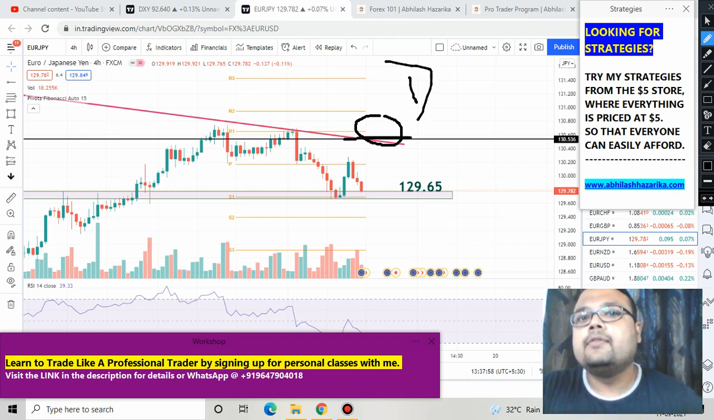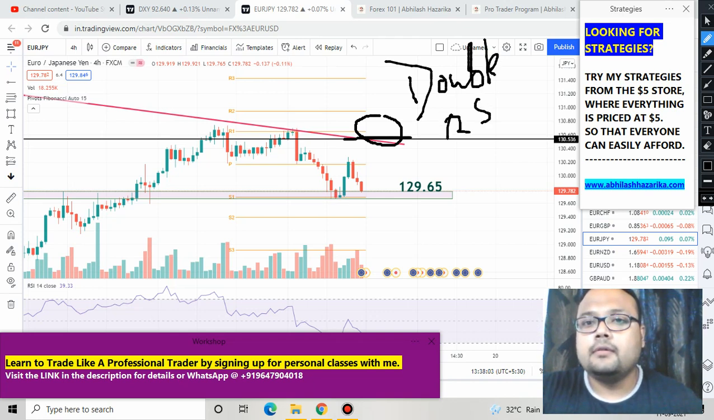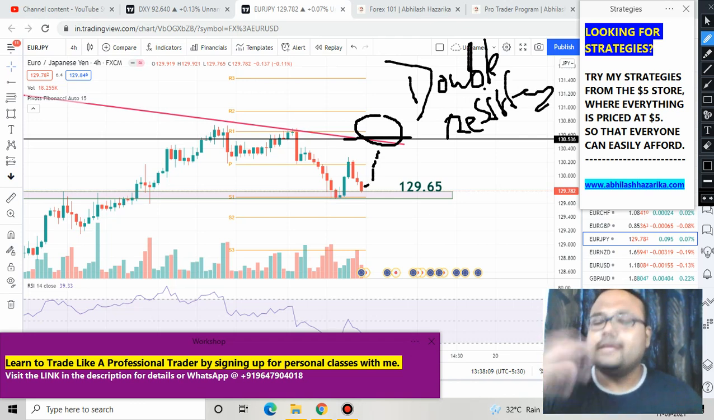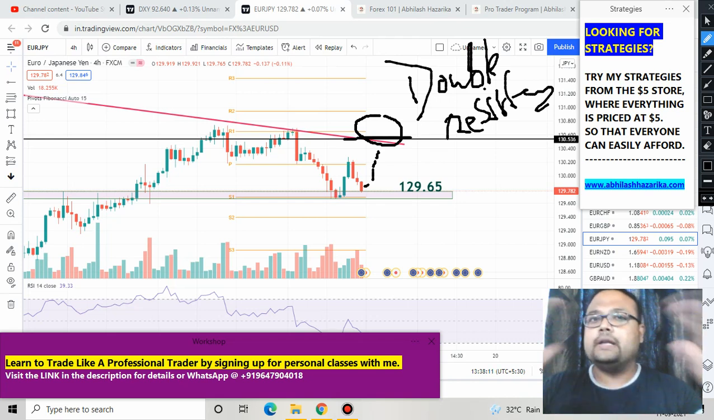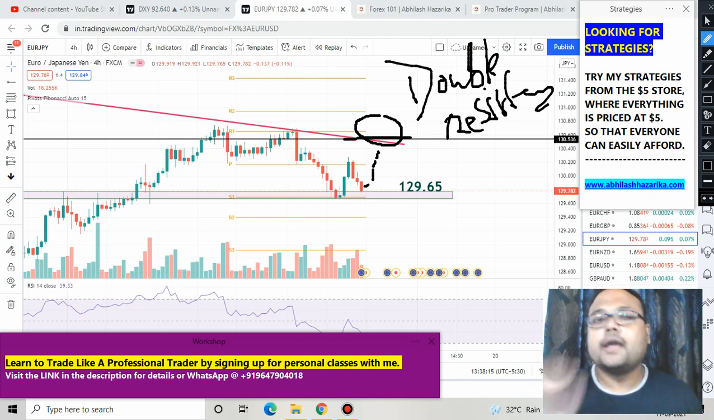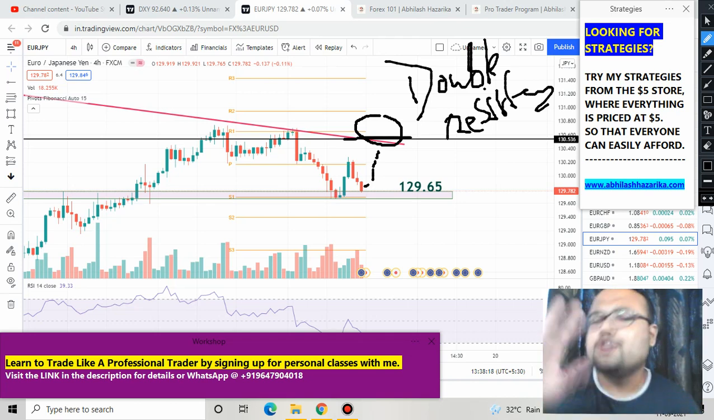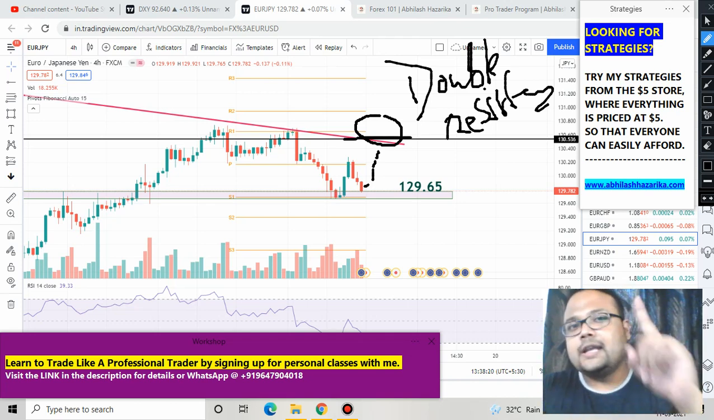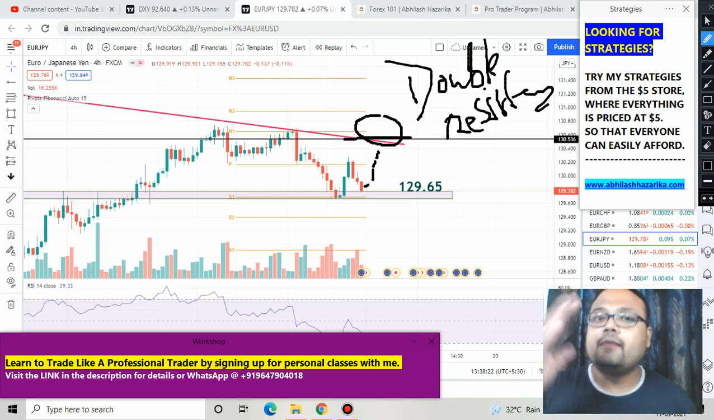So we have a double resistance here, double resistance at the top. When the market goes up from here, it will be facing double resistance, and with this kind of selling pressure from above, there is a good possibility that the market will be in a good position to short. Clear? So that is your first trading opportunity if the market goes up.